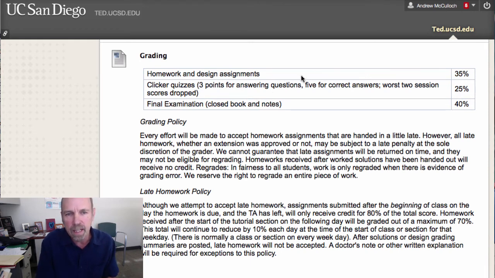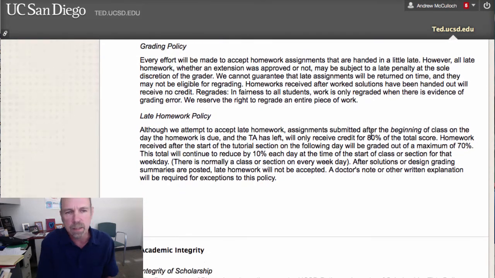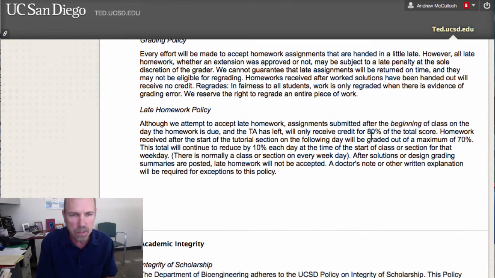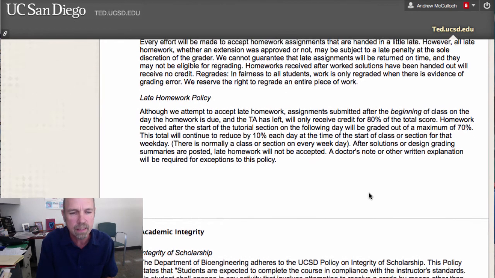So homework and design assignments will therefore take up a little less of the total grade than they would have in the past, 35%, because some of that grade I've put into the clicker scores and we'll review the homeworks during those quizzes, and then the final exam will be 40%. I've written some material here about grading policy and late homework. In general, we encourage you to get the homework done even if it's going to be a little late. It's up to the TA's discretion as to whether you'll receive a penalty for late homeworks, because they're the ones that are disadvantaged by late submissions.